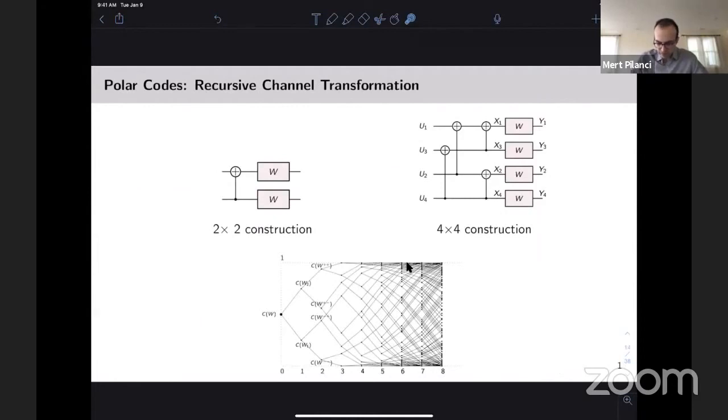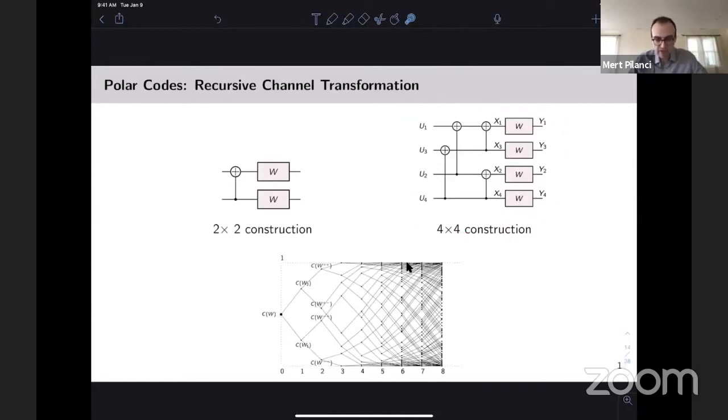So here is a very quick slide on the inner workings of a polar code. You get a communication channel, W. This is a binary input channel, like an erasure channel or a binary symmetric channel. You apply this transformation on Boolean inputs, and then you combine these two communication channels and you get two different transform channels. And then you extend this recursively to 4x4, 16x16 constructions.